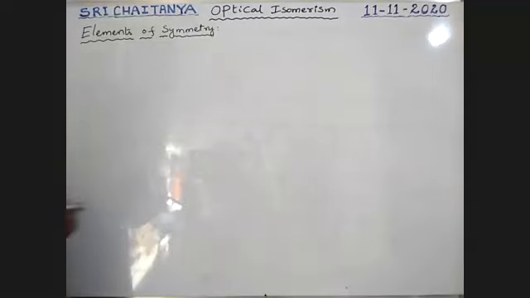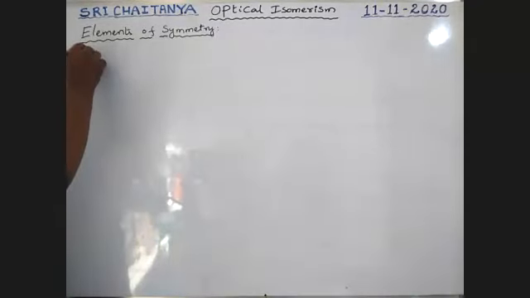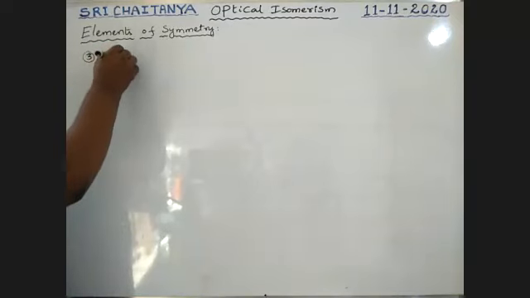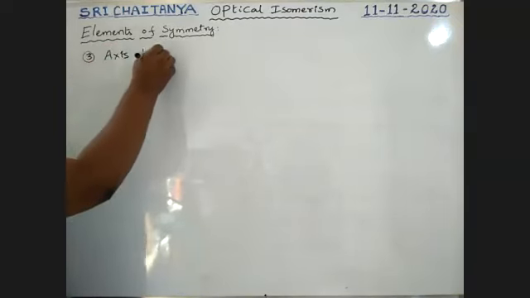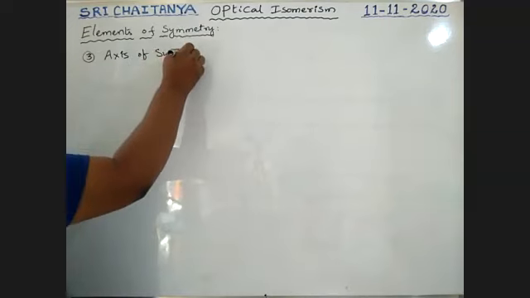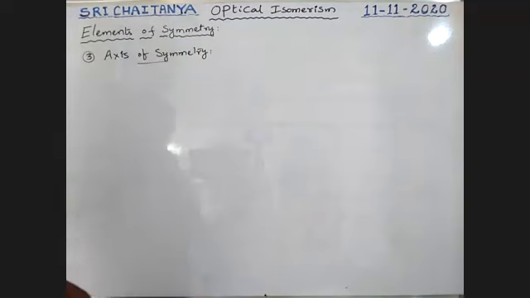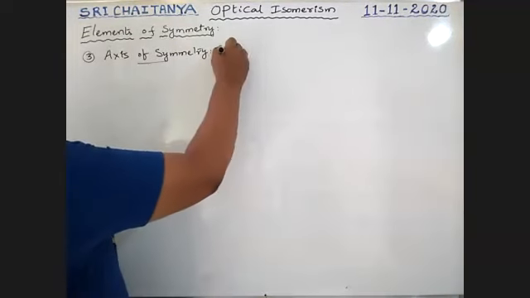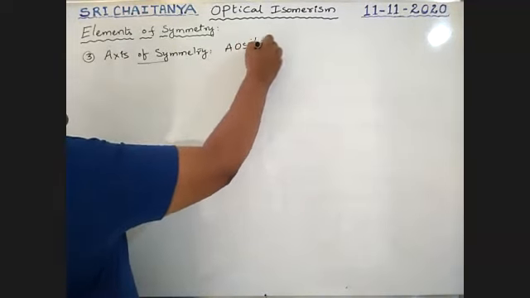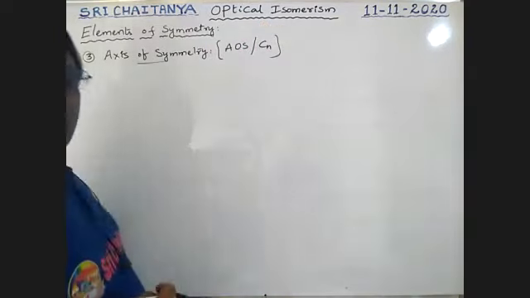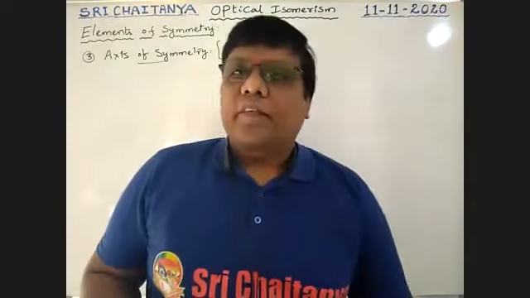Third one. Axis of symmetry. See here, what is this axis of symmetry? Axis of symmetry, which is indicated with Cn.